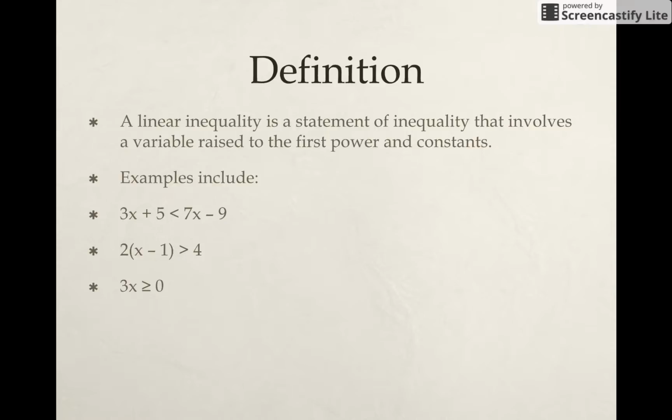A linear inequality is a statement of inequality that involves a variable raised to the first power and constants. Examples include 3x plus 5 is less than 7x minus 9, 2 times a quantity x minus 1 is greater than 4, and 3x is greater than or equal to 0.